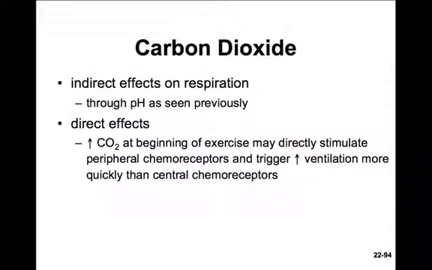Carbon dioxide has indirect effects on respiration, primarily through what we've observed with pH and hydrogen ions, because of the bicarbonate buffering system. It also has direct effects. During the beginning of exercise, it can directly stimulate the peripheral chemoreceptors and trigger higher ventilation rates more quickly than the central chemoreceptors, simply because the increased carbon dioxide levels get there more quickly.